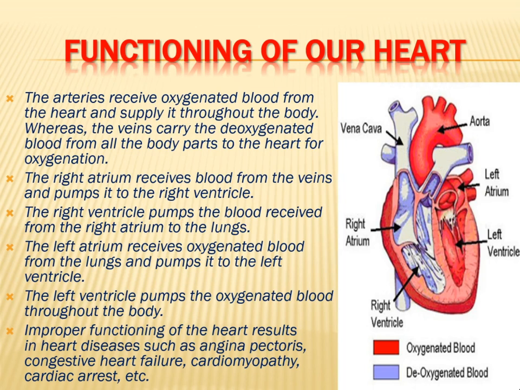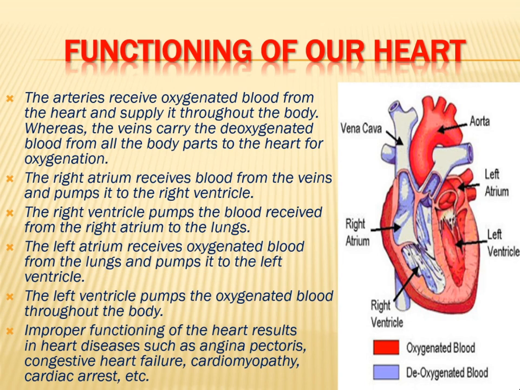Now the right ventricle pumps the blood received from the right atrium to the lungs. Then the left atrium receives the oxygenated blood from the lungs and pumps it to the left ventricle. What is the left ventricle doing? It pumps the oxygenated blood throughout the body. So from here we can understand that the left part of the heart basically takes care of the oxygenated blood, and the right part of the heart takes care of the deoxygenated blood.